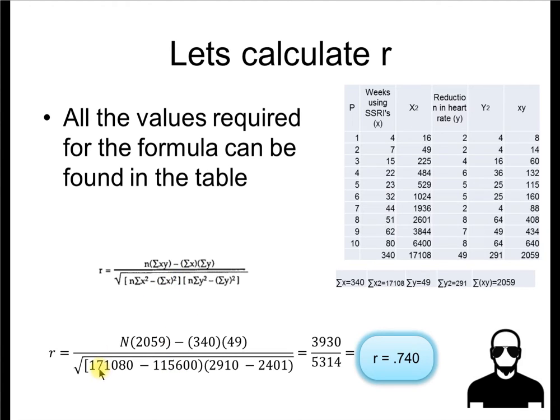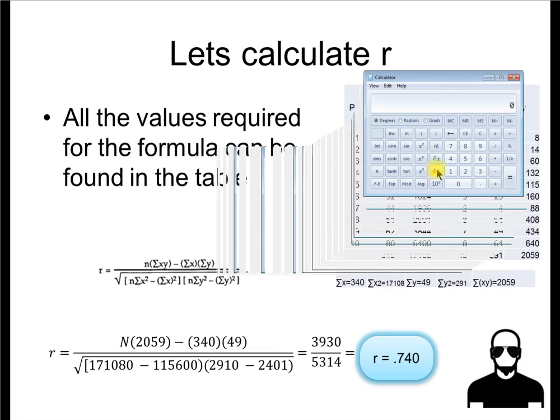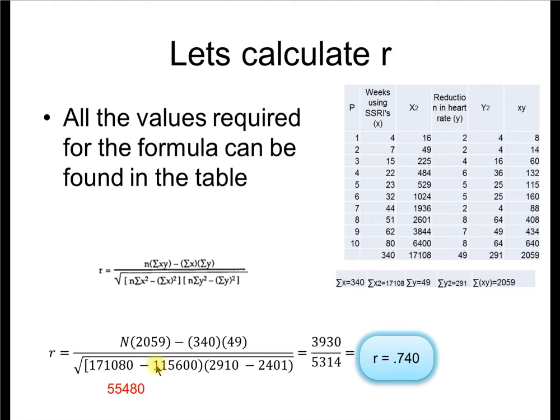So we then take this number and subtract that number, and that will give us a total. So that's what it looks like, 171,080, and we're going to subtract 115,600 from it, and that produces 55,480. So we can just place that down there, 55,480. So that's the sum of this equation here.